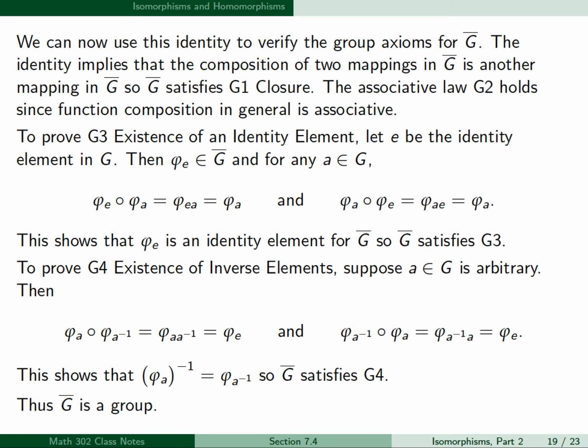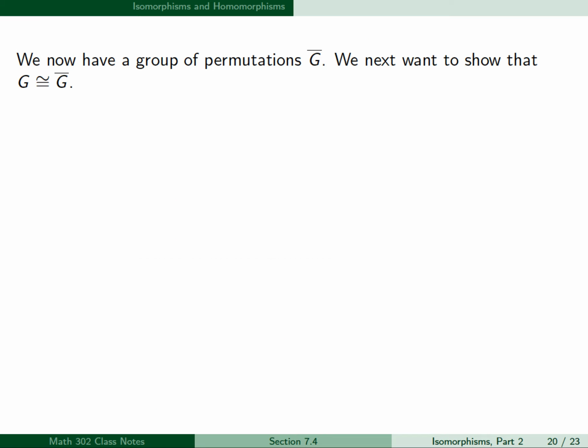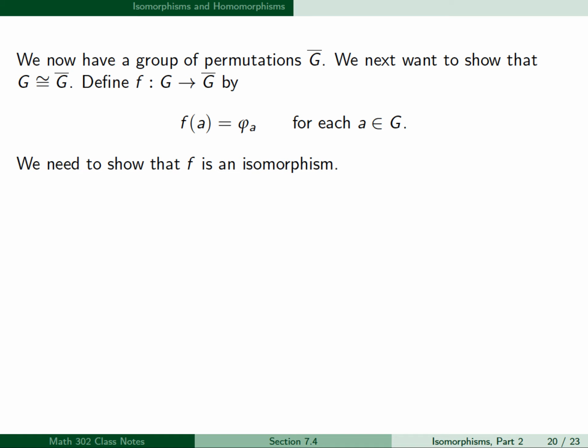So now we've got this group G bar consisting of permutations of the original group G. And we next want to show that G is isomorphic to G bar. That was our original goal in the theorem, to find a group of permutations that G is isomorphic to. So we are going to define f from G to G bar by f of a is equal to phi sub a for each element a in G. And we need to show that f is an isomorphism.